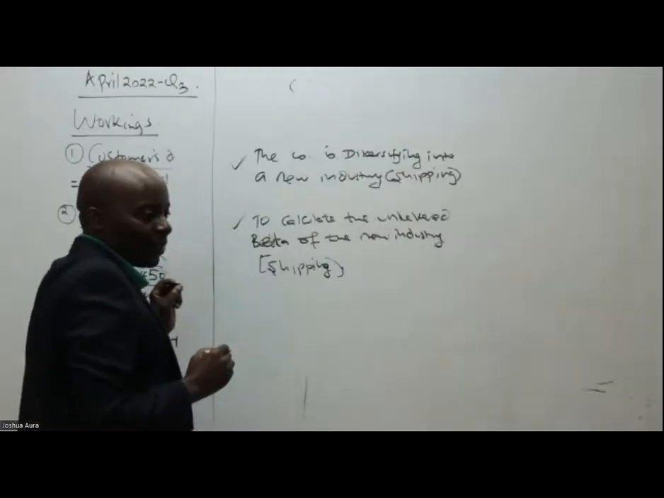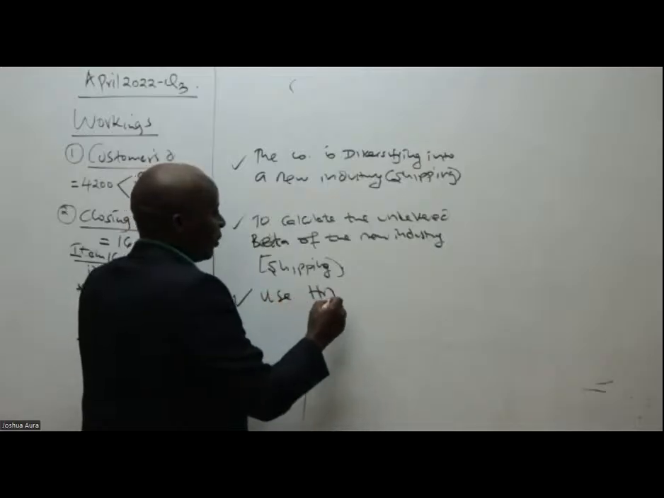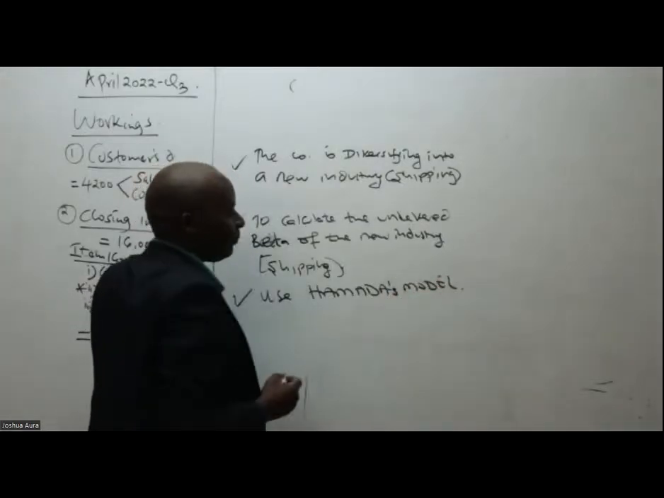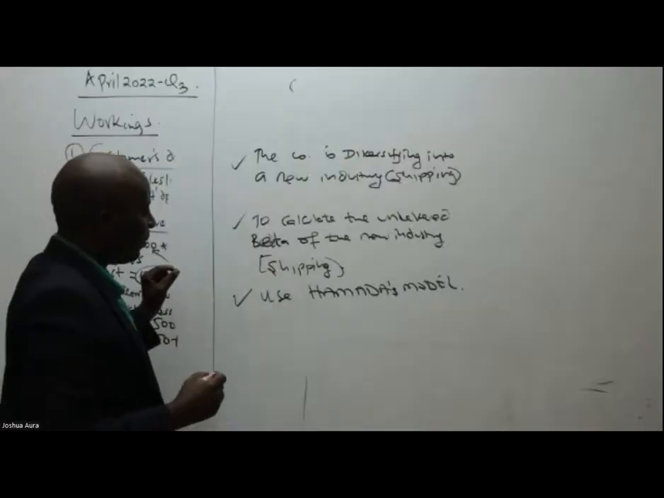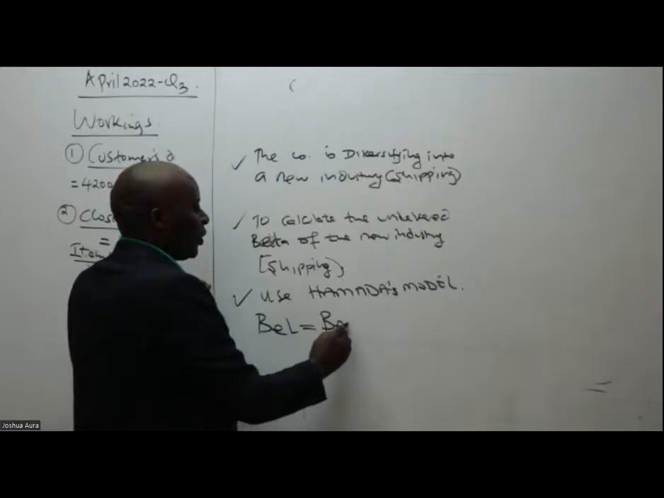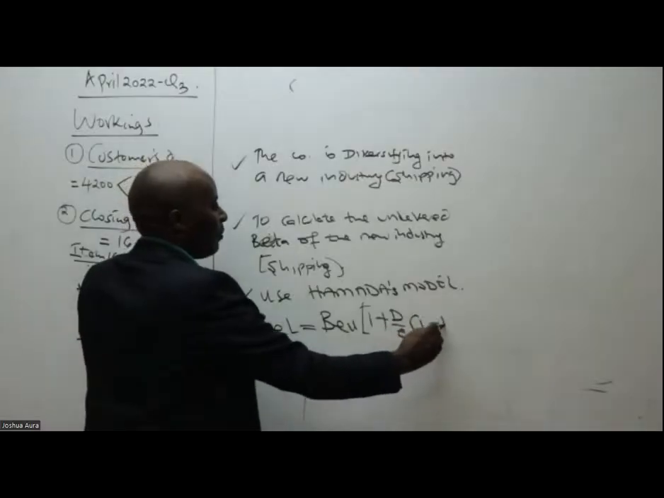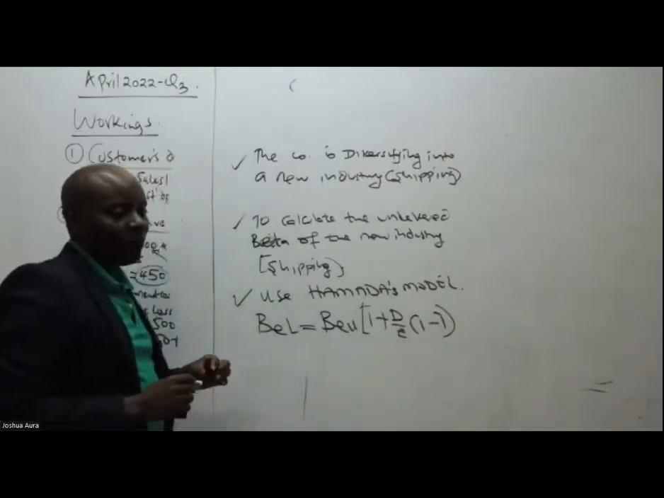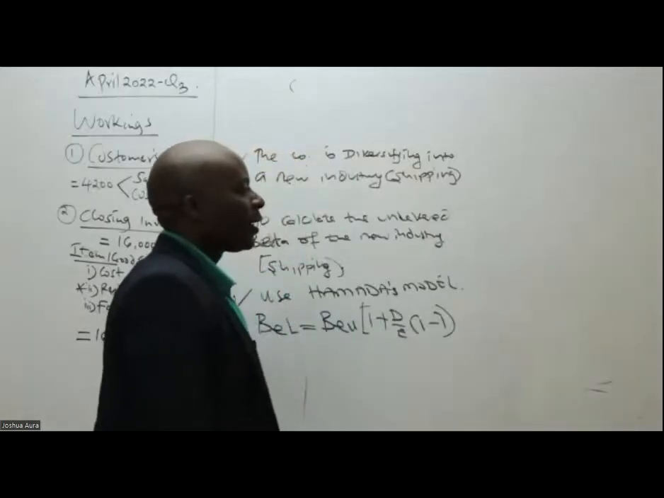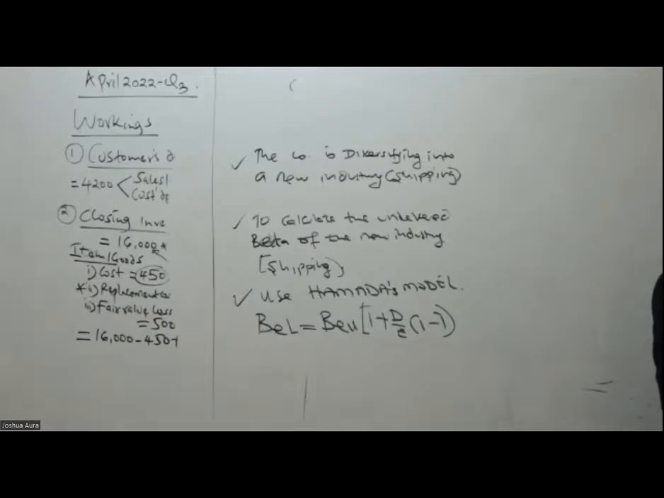Great. Which model do we use? Use Hamada's model. And if you remember Hamada's model, we have beta equity of a levered firm equals beta equity of an unlevered firm into 1 plus debt over equity, 1 minus tax. First of all, I would want your confirmation that up to here, we are together.